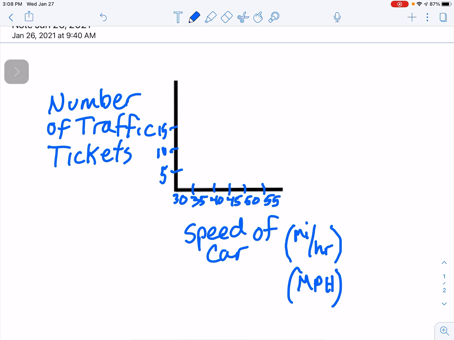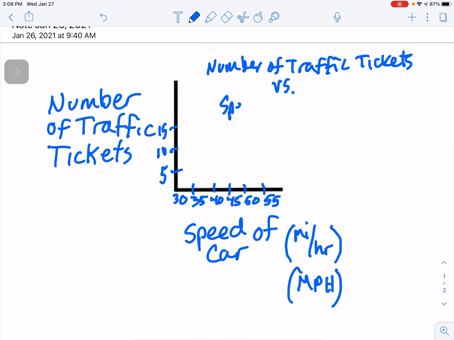And of course, you would want to give it a title. You could call it number of traffic tickets versus speed of car. So that would be an appropriate title for this graph.